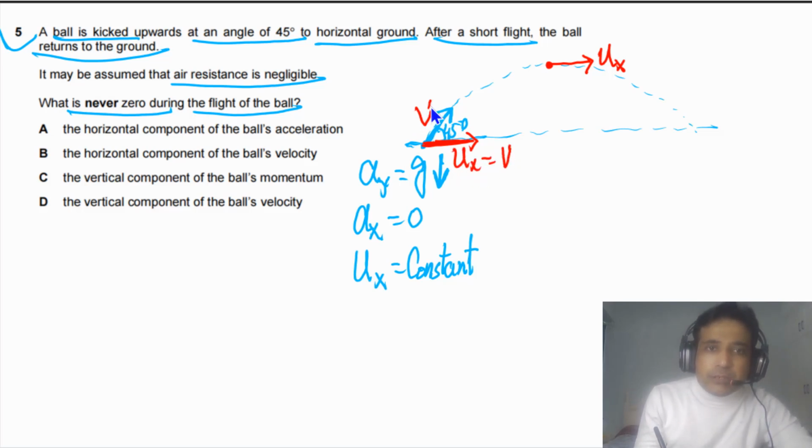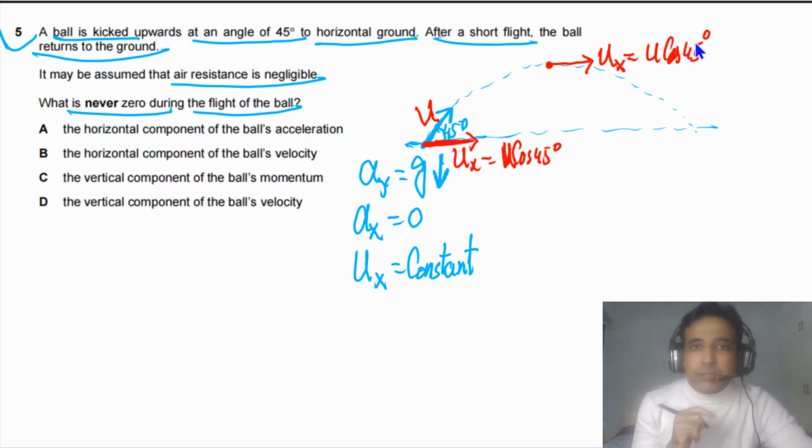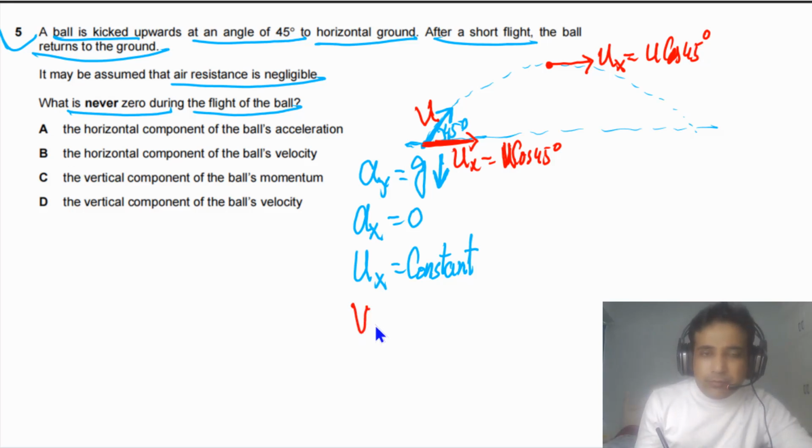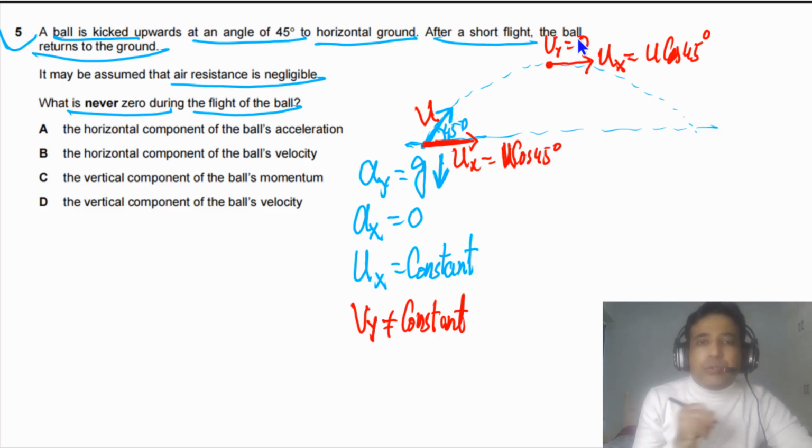You can say this is also u, so this will be equal to u cosine of 45 degrees, and the magnitude at the peak also will be equal to u cosine of 45 degrees because magnitude will not change, and direction also it will stay the same. But vertical component of the velocity, this will keep on changing. So this will not be constant. So simply we can say Vy will not be constant. But at this point, Vy will be equal to 0.